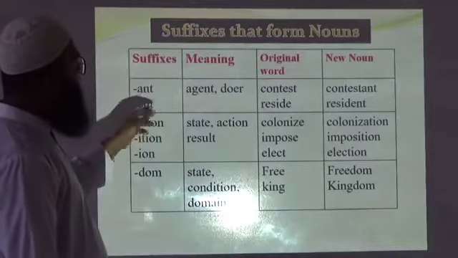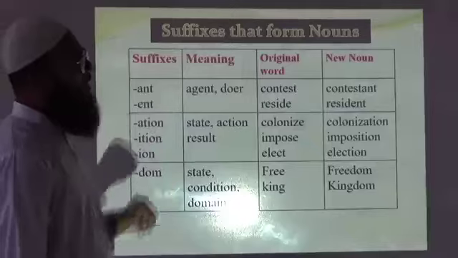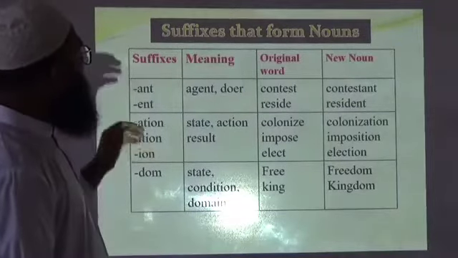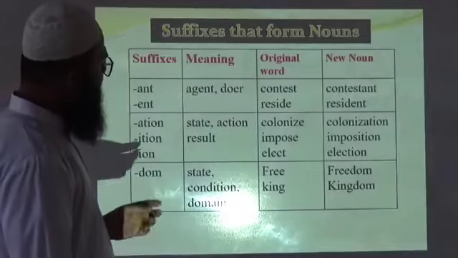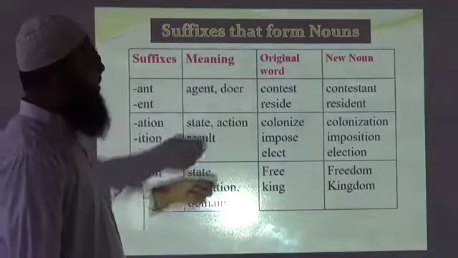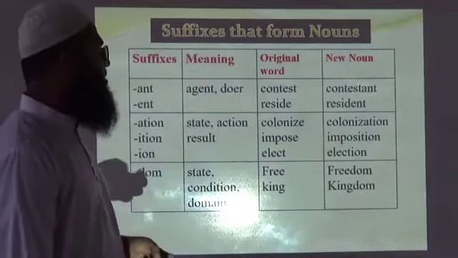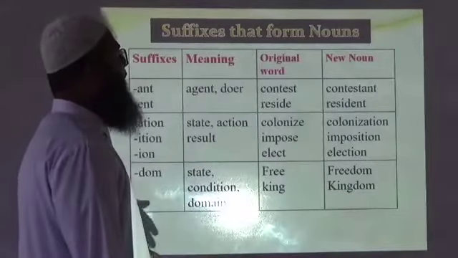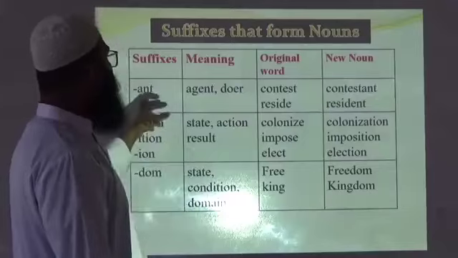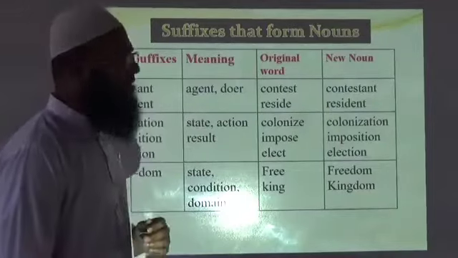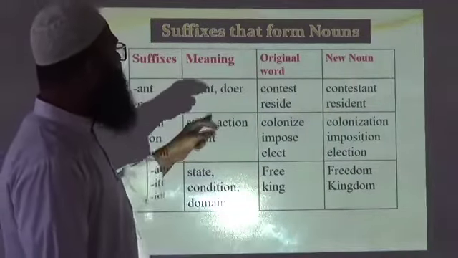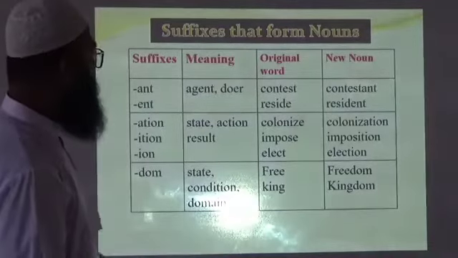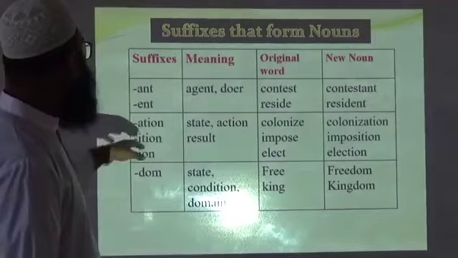ANT, ENT. The meaning of that is agent or doer, who does something in a sentence. Example is like that, contest. You know, contest is a verb. It becomes a noun adding ANT. Contest, contestant. Reside to resident. Resident, অধিবাসী.